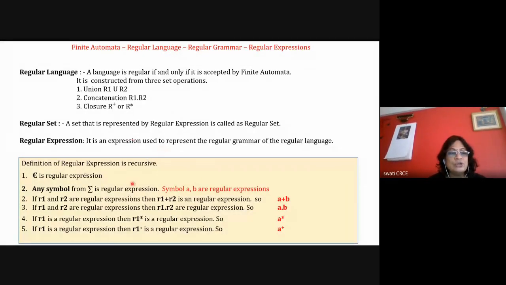The definition of regular expression is: epsilon is a regular expression, and any symbol from sigma is a regular expression. If R1 and R2 are regular expressions already, then R1 plus R2, meaning either R1 or R2, is a regular expression. R1 dot R2, meaning R1 and then R2, is a regular expression. R1 star closure, meaning R1 may be there for 0 times, 1 time, or any number of times, is also a regular expression. R1 plus is also a regular expression. R1 plus means at least once it should occur, and then it can be repeated any number of times.